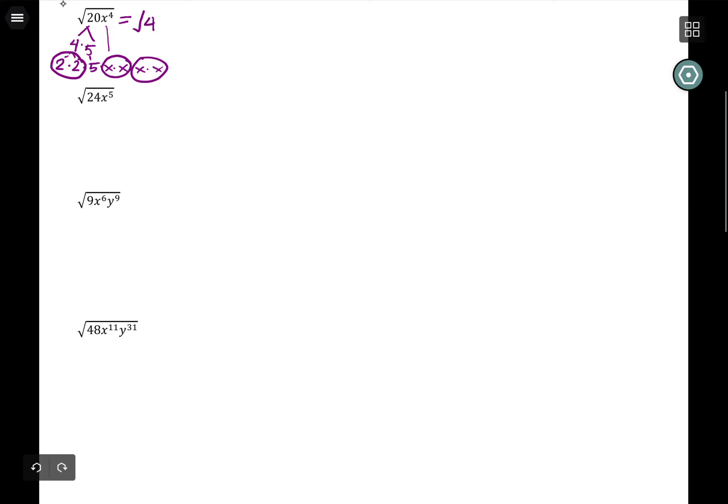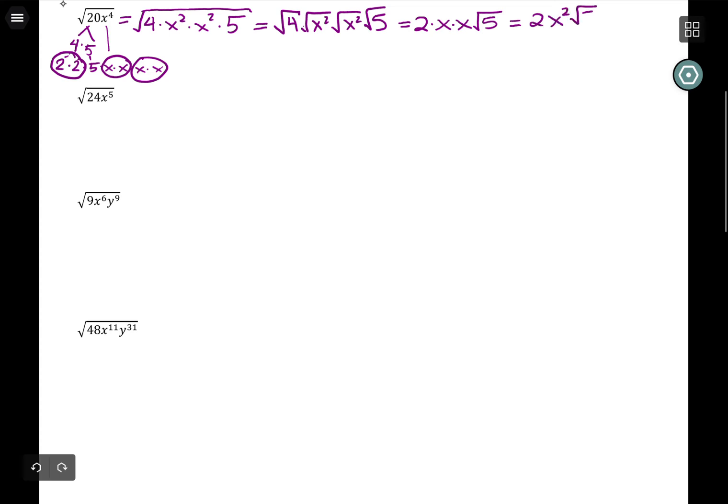So I'm going to say I have 4 times x squared times x squared, and I'm going to save the 5 and write it last because that's the one thing that's not a perfect square. And then either you can write this out or just mentally split up and start taking the square roots of your perfect squares. So we're going to split up all the perfect squares. And now I can say, okay, the square root of 4 is 2. The square root of x squared is just x. Another one of those square root of x squareds is another x. And then one last step, I'm just going to rewrite that as 2x squared times the square root of 5.